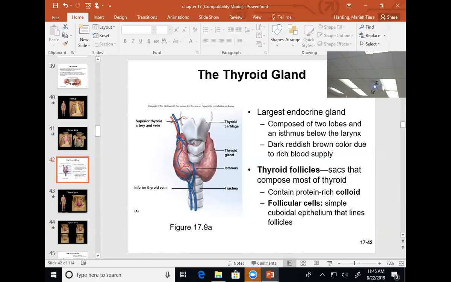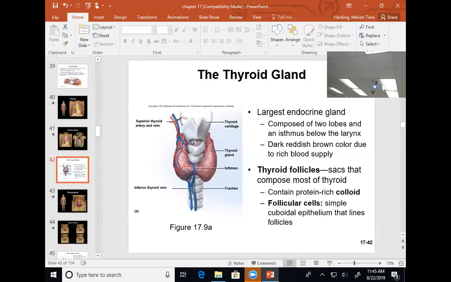Let me tell you what they do. They're going to get released and they're going to be widespread throughout the body. Widespread, and you know what they're going to do? They're going to increase your what? Metabolism. That's exactly what they're going to do. Are we good with that?